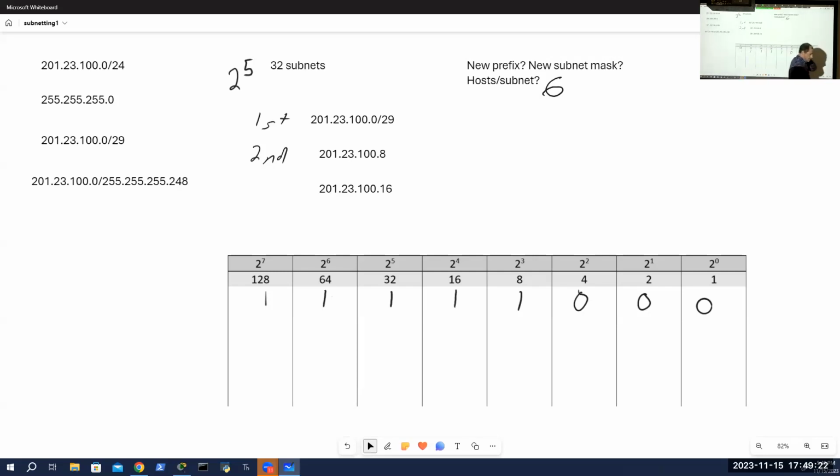The addresses we can't use are 201.100.0 and 100.7. You can't use 100.0 and 100.7 to assign to devices because the 0 is the network ID and the 7 is the broadcast. You can't use .8 or .15. 8 is the network ID, 15 is the broadcast for the 8 network. Can't use 16 or 23 because 23 is the broadcast, 16 is the network ID.